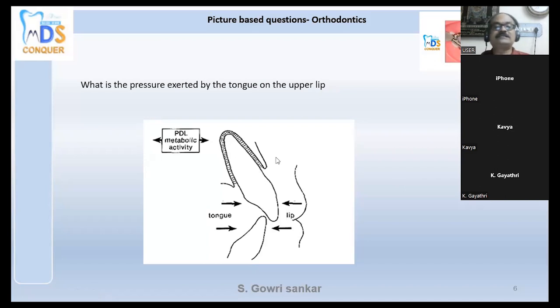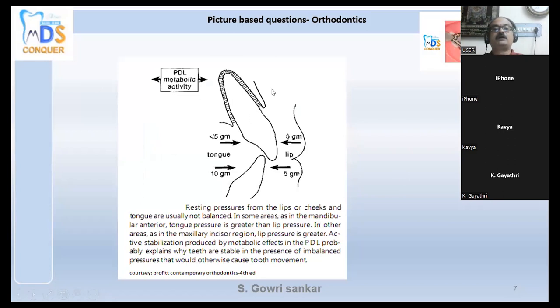So this is a direct pickup from the Proffit book. If you see, the forces exerted by both the upper lip and lower lip are the same, but the pressure exerted by the tongue is more on the lower dentition. Remember this point. It is more on the lower, and less on the upper dentition. So this question was once given. Of course, they have given below 5 grams of force, and asked where the forces are less. They have given options A, B, C, D. Of course, we can see that the tongue pressure on the upper dentition is very less.